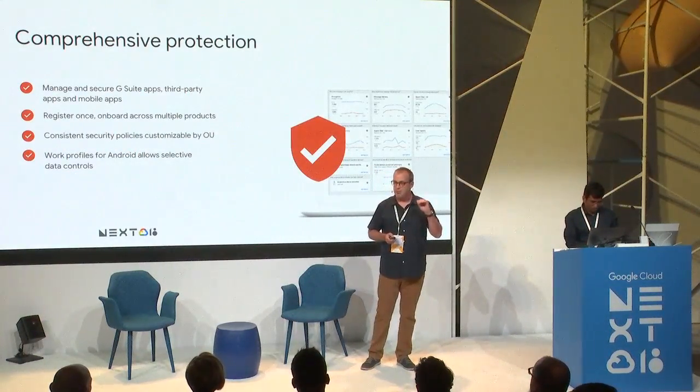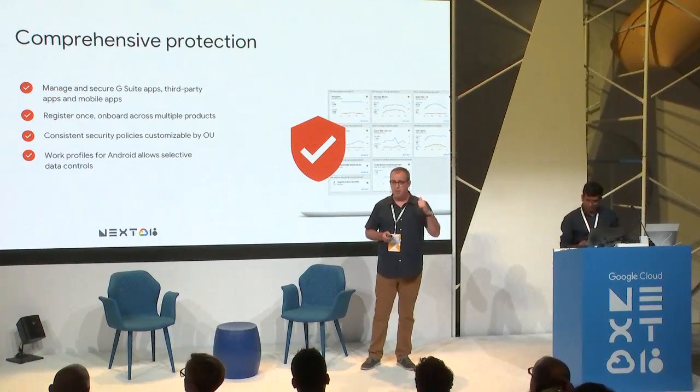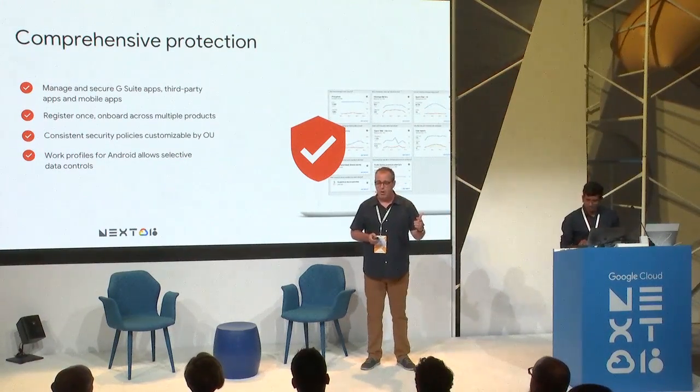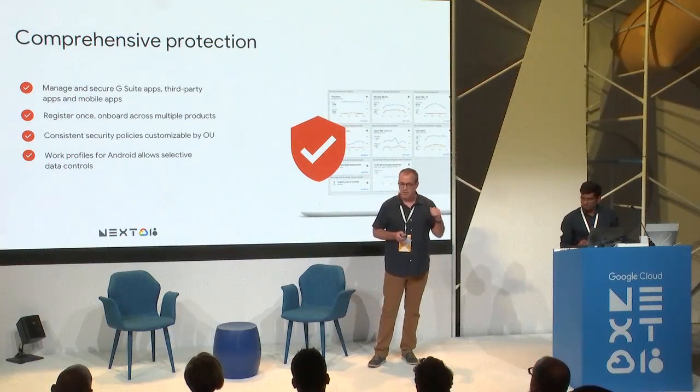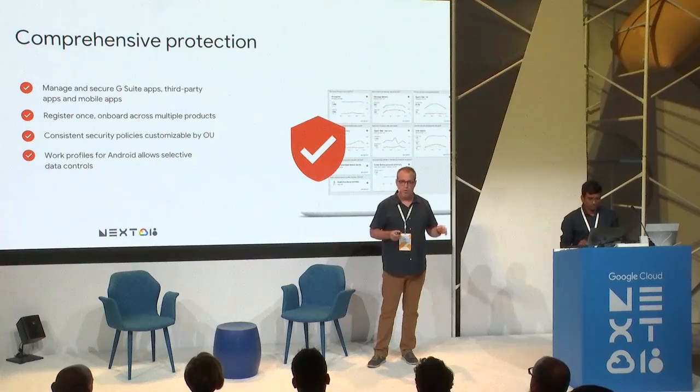So one, comprehensive protection. So we talked about mobile protection on iOS and Android. So what does that mean? We can manage and secure both G Suite apps, third-party apps, all mobile apps. We apply our policies at the user level so they can register once on a device. All of those policies are going to be applied across multiple products.